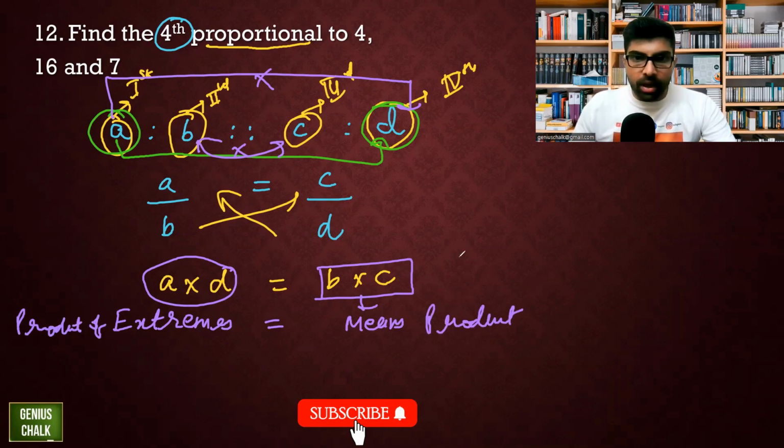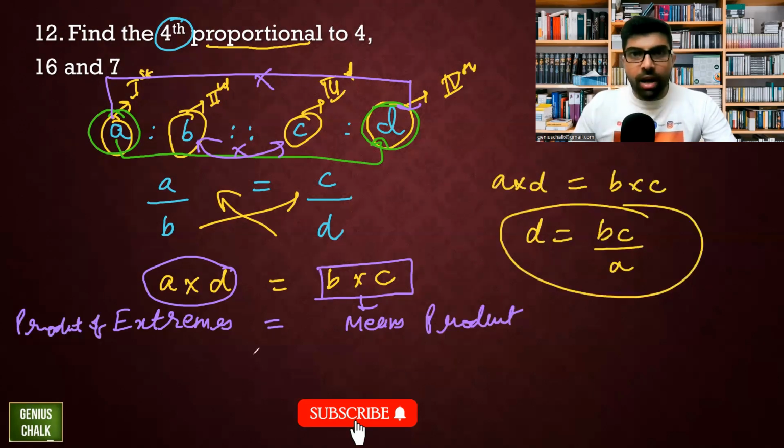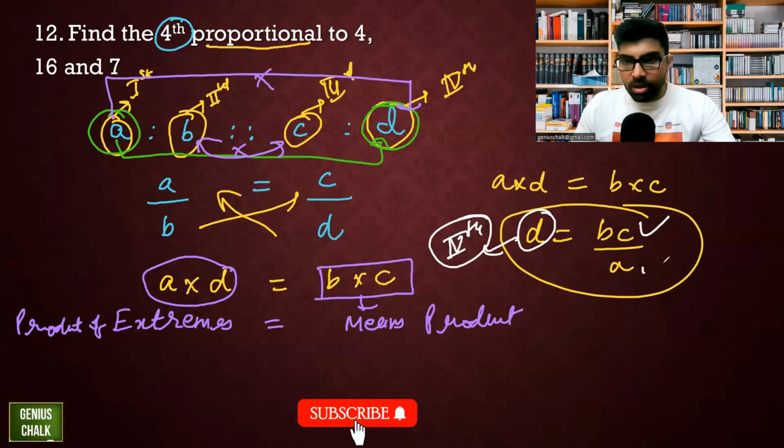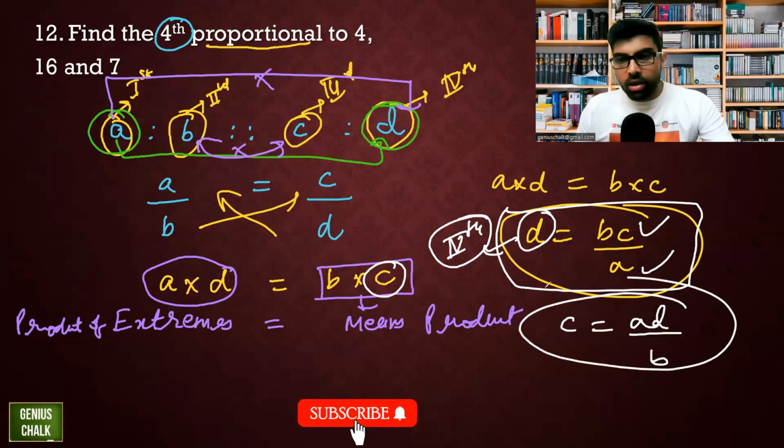Suppose from here I want to find this value. Let's say A into D is equal to B into C. So what is D? D will be B into C by A. This D value, guys, is called the fourth proportional value, BC by A. So remember D is equal to BC by A. This is called fourth proportional. Now if I ask you what is third proportional, you can find the value of C. C will be AD by B. This is called third proportional.